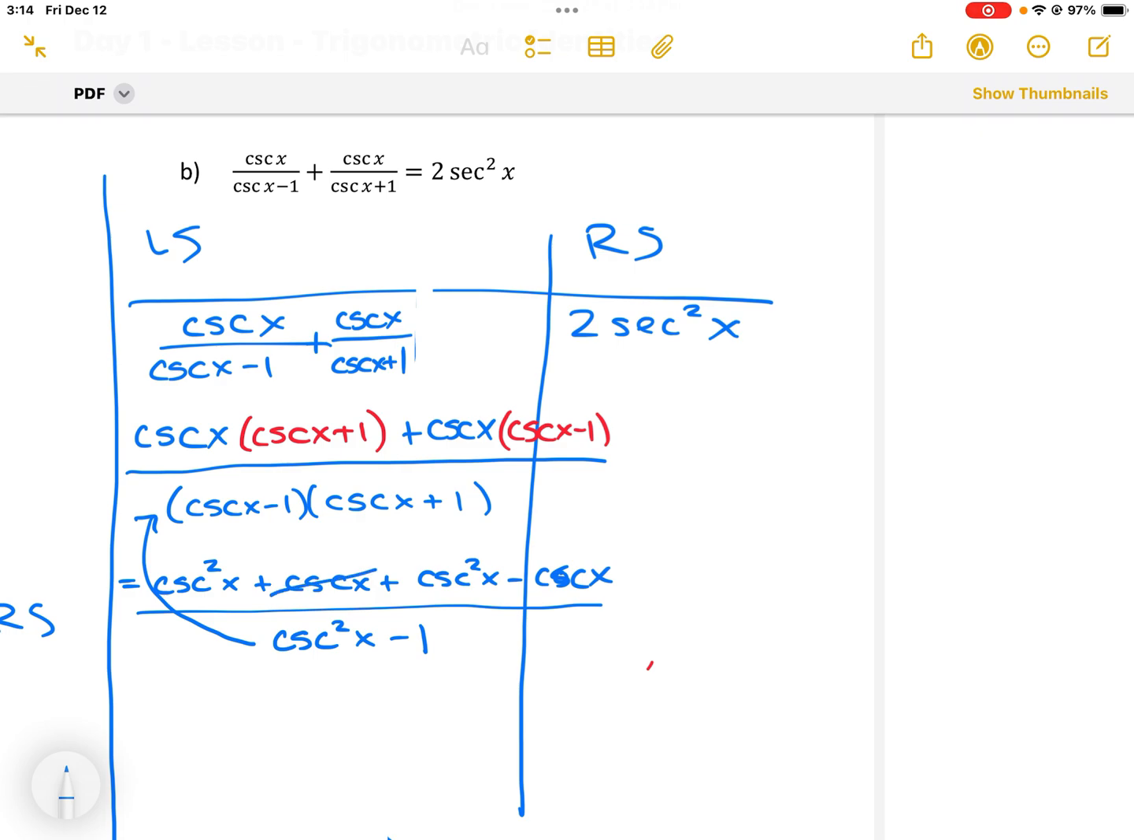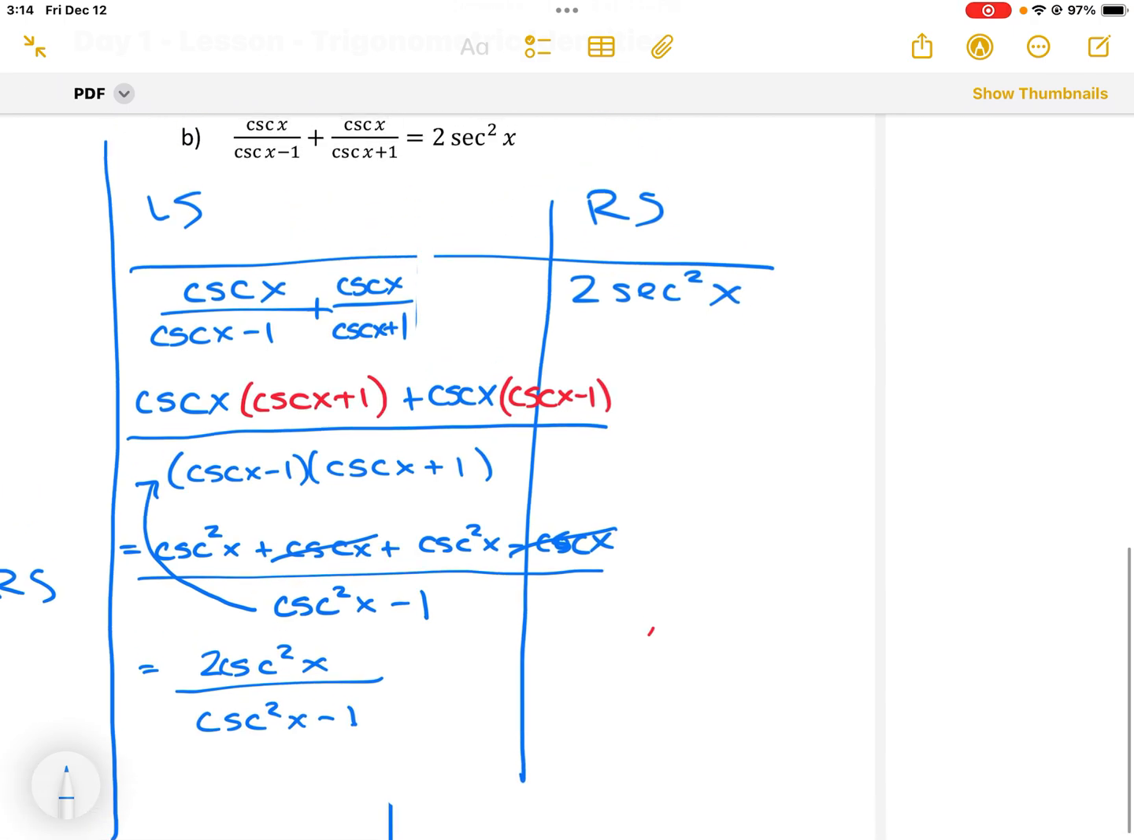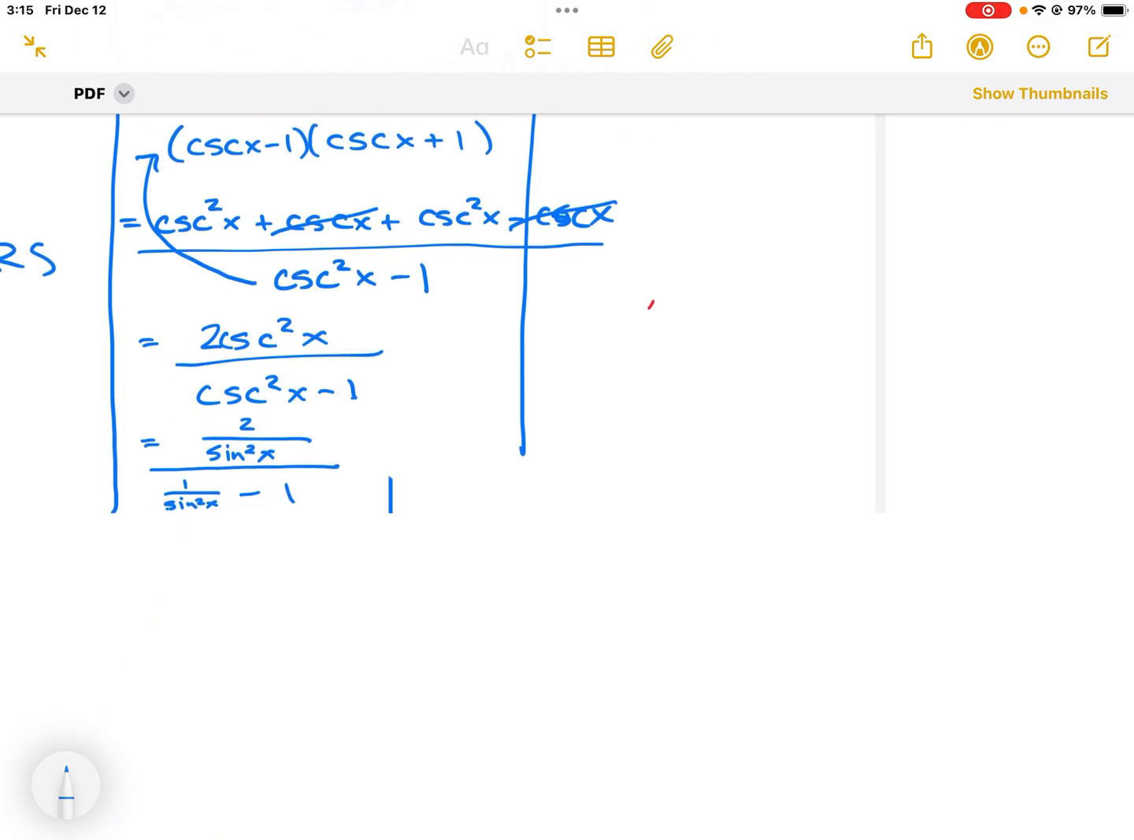On my numerator, I've got cosecant x and minus cosecant x, so those ones cancel out. I'm going to collect like terms, and now I've got 2 cosecant x squared over cosecant squared x minus 1. I'm working towards secant x, so I'm going to change these into 2 over sine squared x, and I'm going to change the bottom to be 1 over sine squared x minus 1.